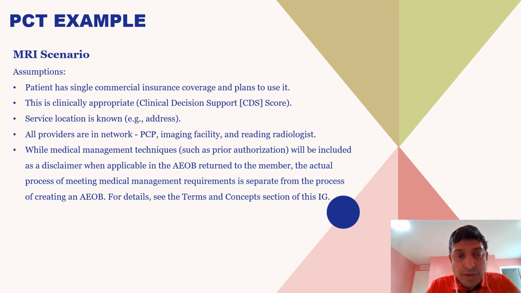So the first example here is an MRI scenario. There are certain assumptions that we'll go through. The patient has single commercial insurance coverage and plans to use it. This is clinically appropriate, with a clinical decision support CDS score. Service location is known, for example, address. All providers are in the network: PCP, imaging facility, and reading radiologist.